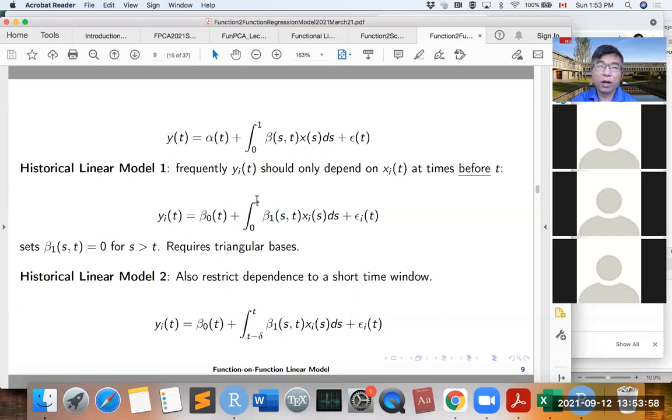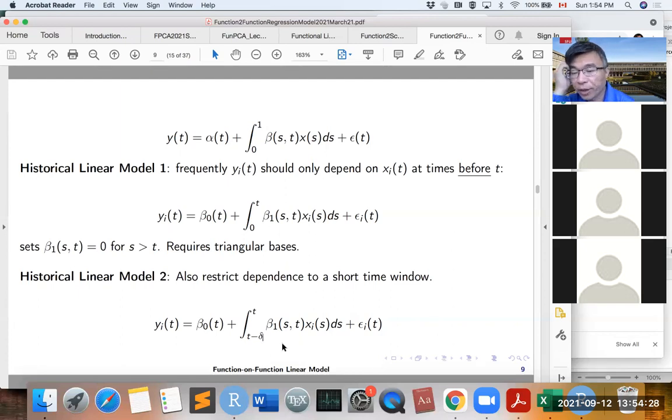For example, the forest fire will only depend on maybe the weather in the past 1 month, right? So it cannot depend on the past like 2 months, 3 months. It's too far away, right? So this delta here represents the lag effect. Okay, so this is a more realistic model for many applications.